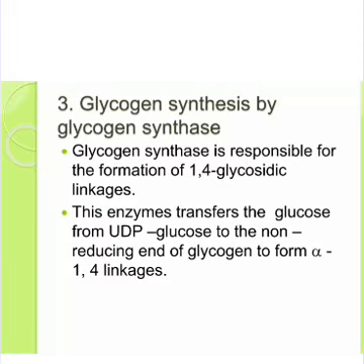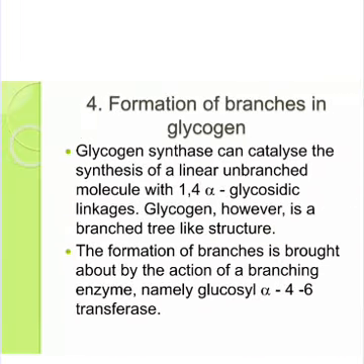Third step of glycogenesis is elongation by glycogen synthase. Glycogen synthase is responsible for the formation of 1,4 glycosidic linkage. This enzyme transfers the glucose from UDP glucose to the non-reducing end of glycogen to form alpha 1,4 linkage.